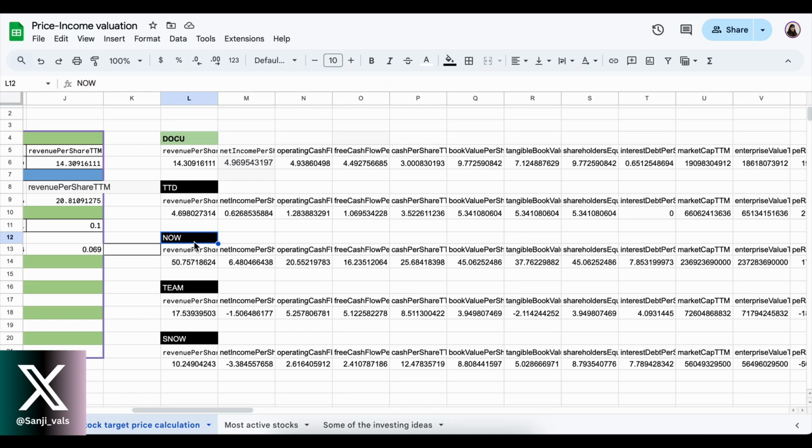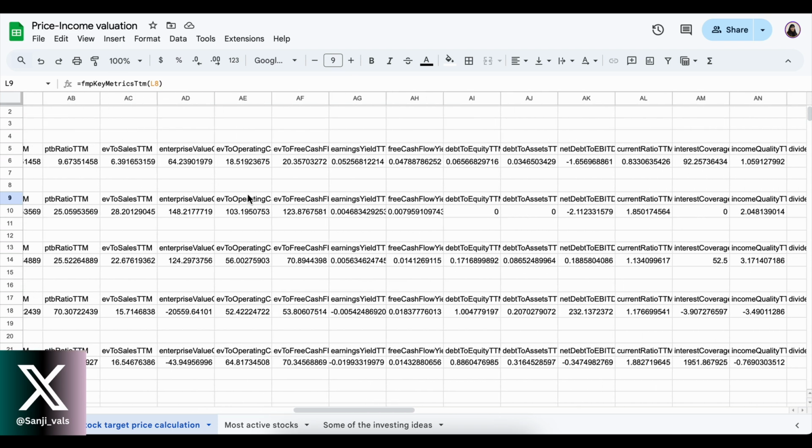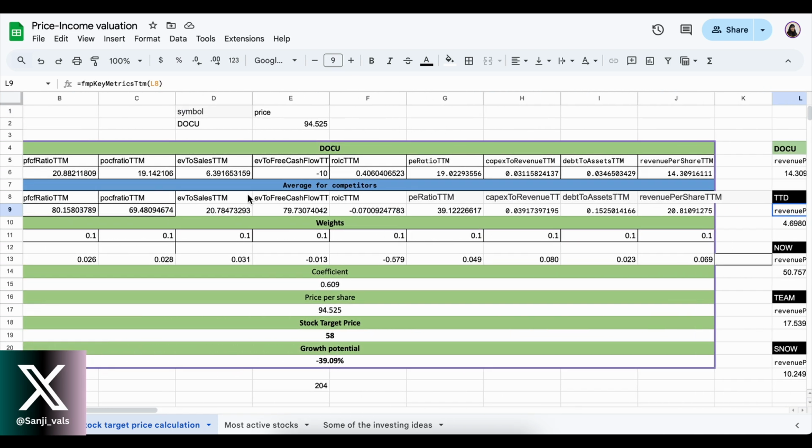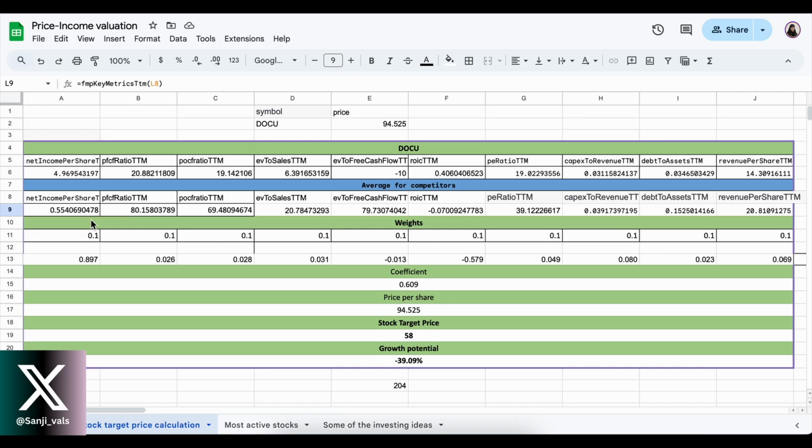Or you can just ask ChatGPT, what are the closest DocuSign peers? Just show me the ticker. It will show you the tickers of the closest peers. Just input 4 of them in the model, and then Financial Modeling Prep will extract the data. It's FMP key metrics, and then it takes the stock ticker and extracts all the key metrics for the companies. Then you basically take the average number.